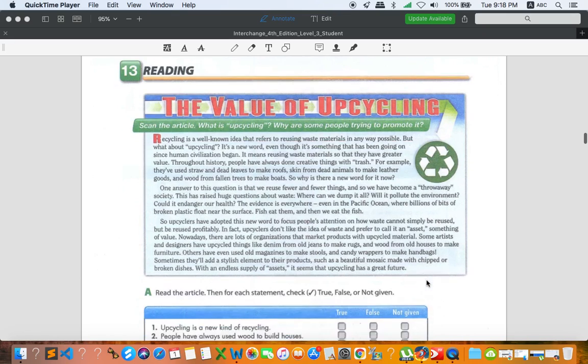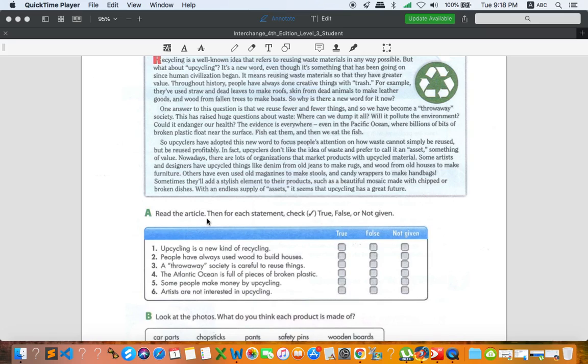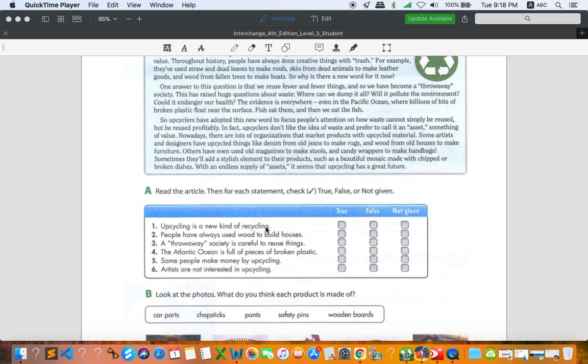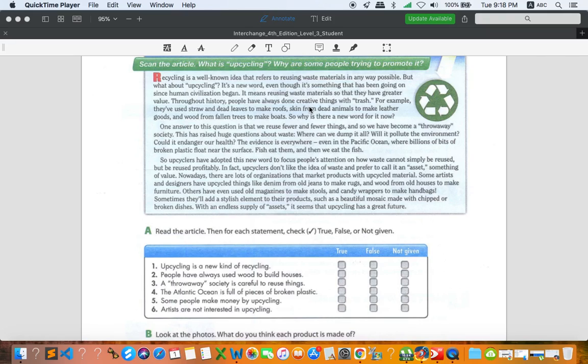When you finish this, you can go to exercise A, read the article, then for each statement check true, false, or not given. Go through numbers 1 to 6 and compare the meaning of each sentence with the meaning in the text. If it is the same, check true. If it is the opposite, check false. If it doesn't say, you can check not given. There are some difficult words here. You can use your own dictionary to check and find out the meanings. If you cannot find them, you can ask me, but I think you can find them in your own dictionary.